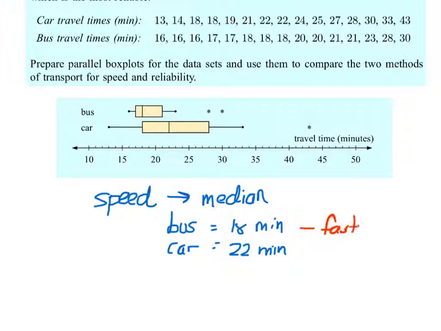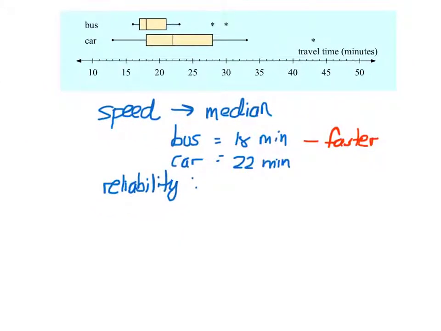But what about the reliability? Well, reliability we can measure using the spread of the data. And we can use 2 different methods for the spread. One being the range, and one being the interquartile range, or IQR.